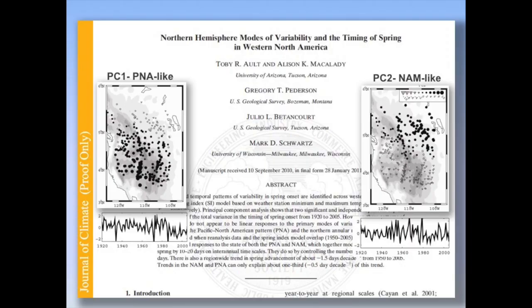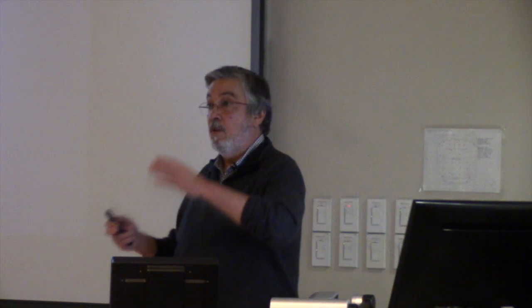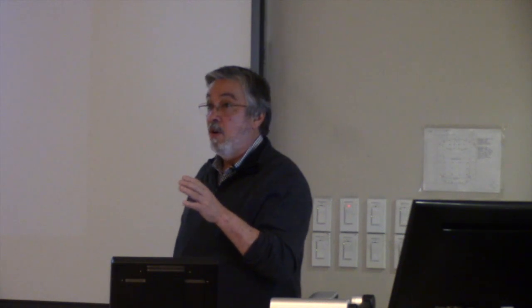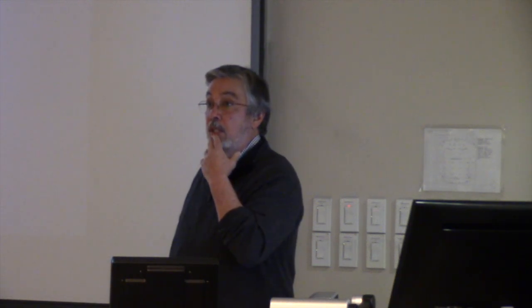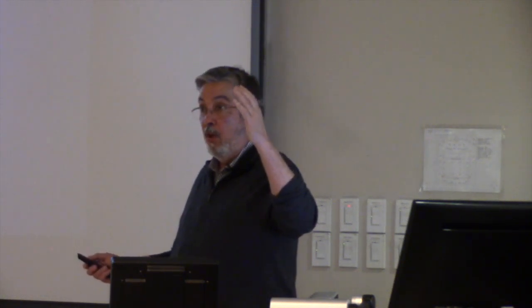In this particular case, the first principal component that explains most of the variance is very much what you get when you correlate the Pacific North American Index to the spring index. So temperature tends to be highly spatially autocorrelated, meaning synchronous over large areas, particularly in the winter and the spring. So an early spring in the West is an early spring over most of the West. A late spring is a late spring over most of the West.